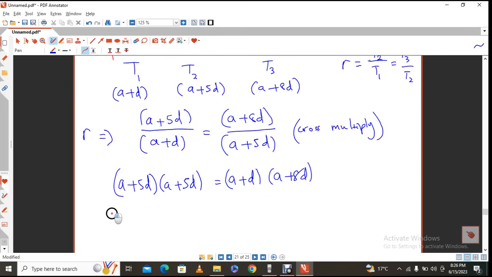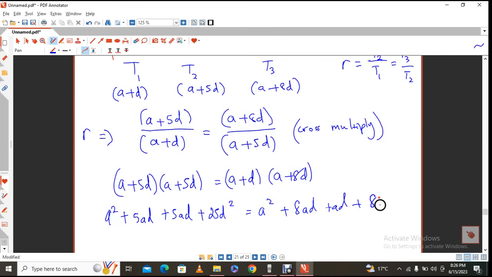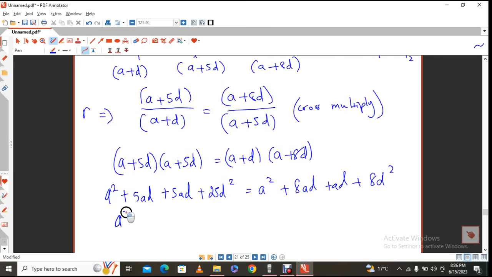Right, if you multiply out here, you have got A squared plus 5AD plus 5AD plus 25D squared equals A squared plus 8AD plus, that is A squared plus AD, that is D times A, plus 8D squared. Are we together? Right, I can just clean it up a bit. So this is A squared plus 10AD plus 25D squared equals A squared plus 9AD plus 8D squared. Right, I can also realize I have the same thing on the left, the same thing on the right there. I'm going to cancel out eventually.